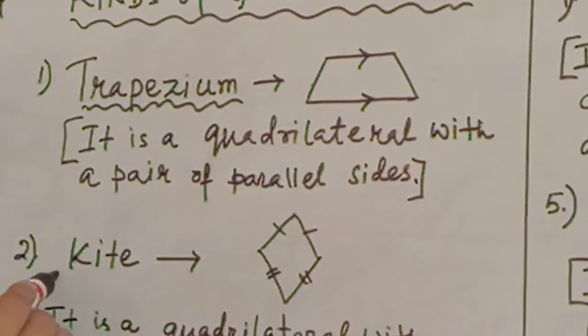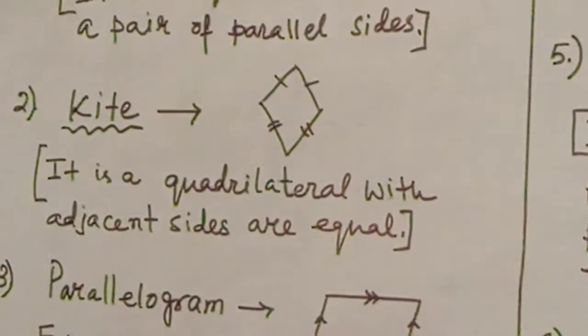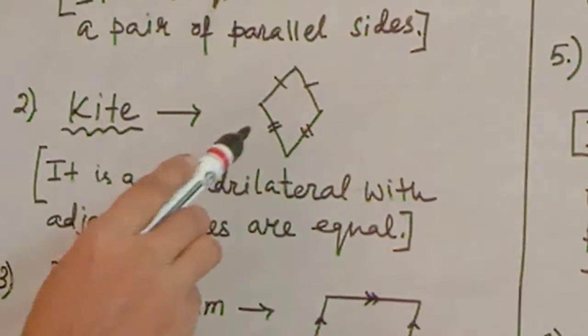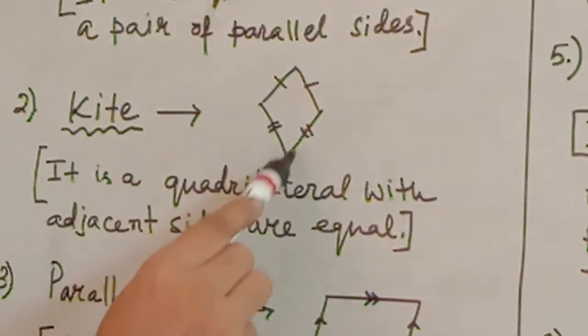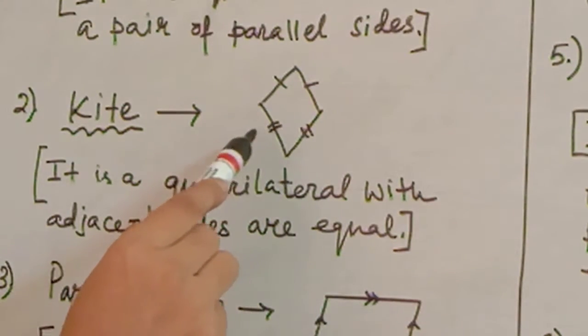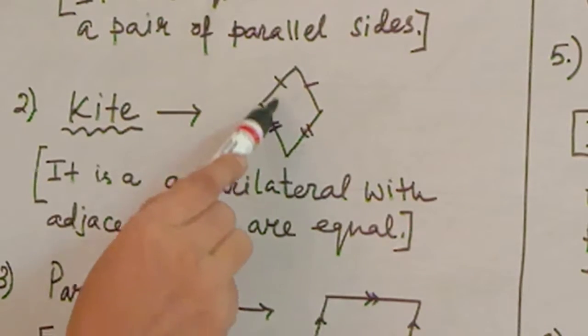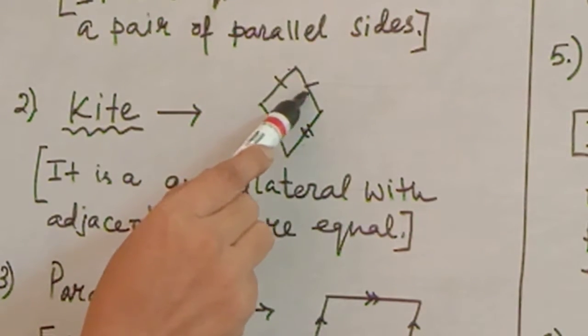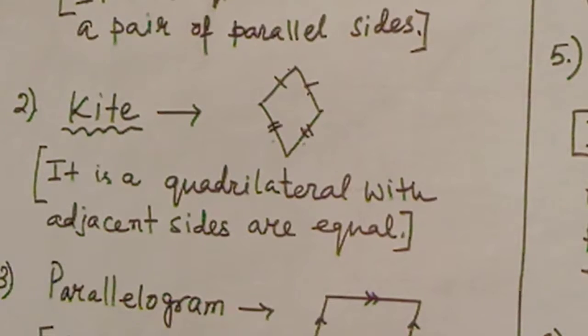Now come to the next type. It is a kite. Kite is also a quadrilateral. You can see it is also a four-sided polygon, where the adjacent sides are equal. You can see this side and this side are equal, and these are equal.